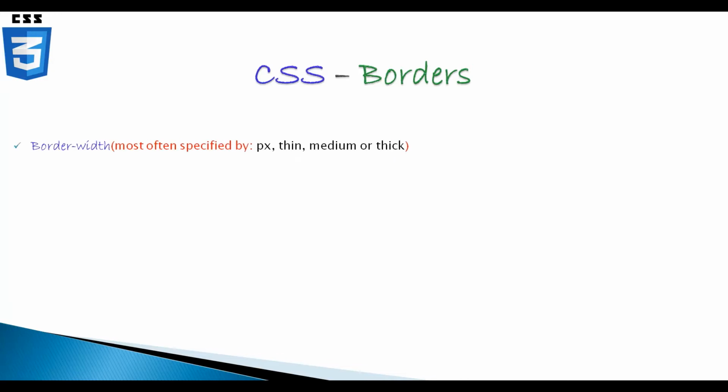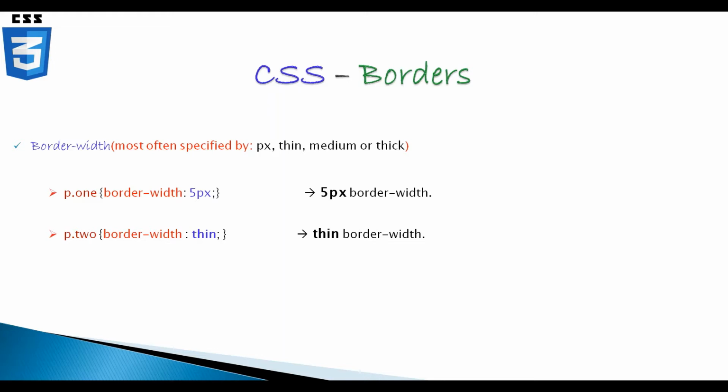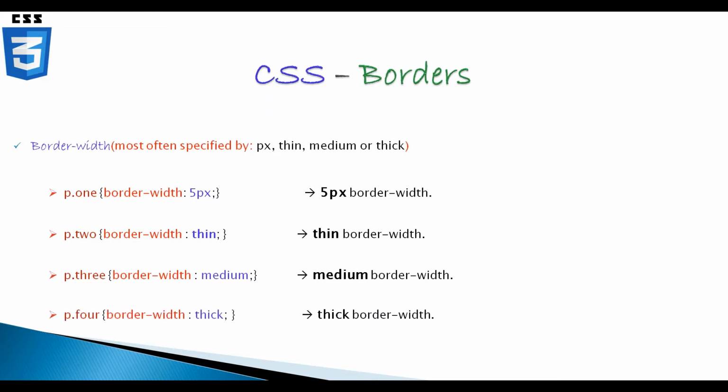CSS borders. The first slide we're going to go through is border width. The border width is most often specified by px or pixel, or the values thin, medium, or thick. For example, p.1 border width 5 pixel, so the border would be 5 pixel thick. And p.2, the border would be thin. p.3 would be medium, the thickness of the border would be medium. And lastly, p4, the border would be thick.